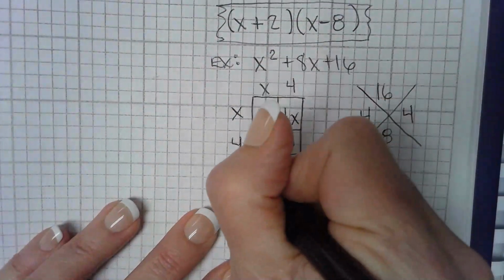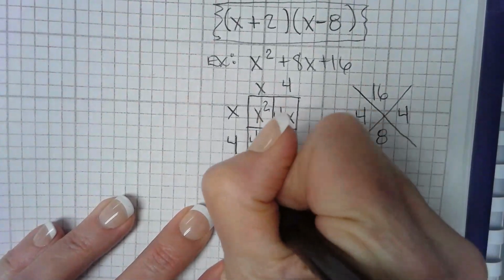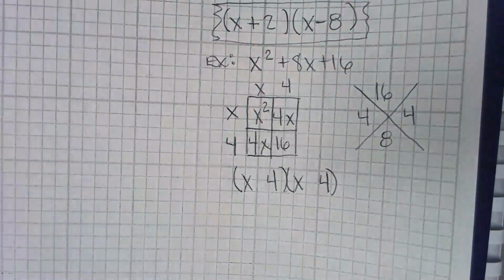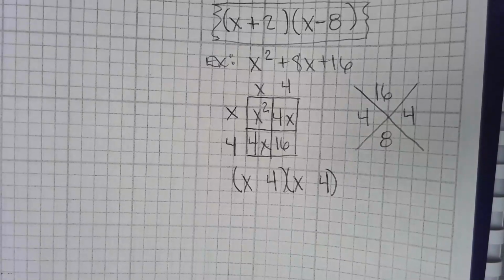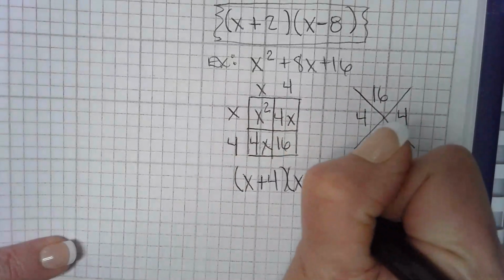Okay, we're going to set up 2 parentheses for our factors. We've got an X and a 4. We've got no signs, so I'm going to look right here. What were my signs on these? Both of them were positive. Both signs in here are positive.